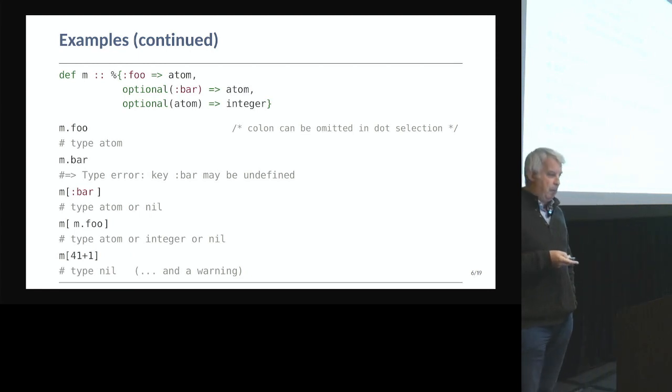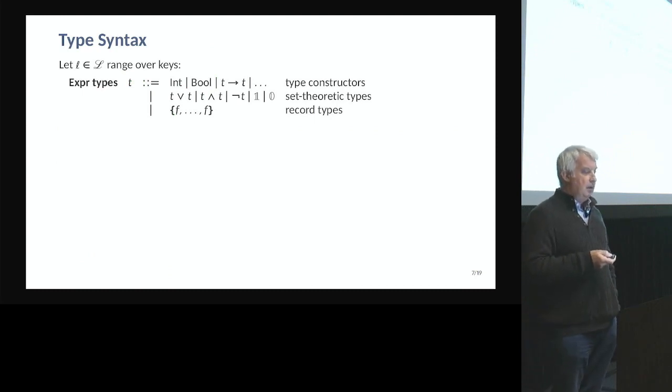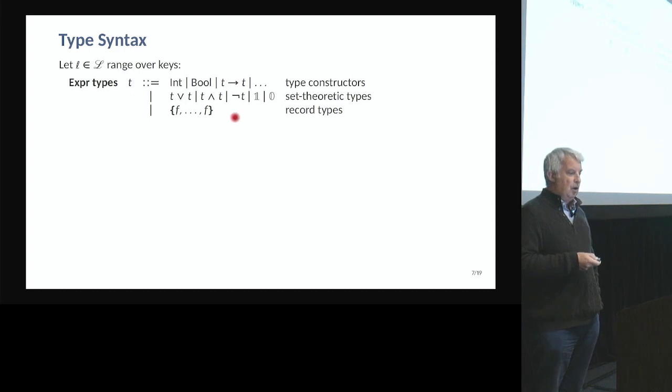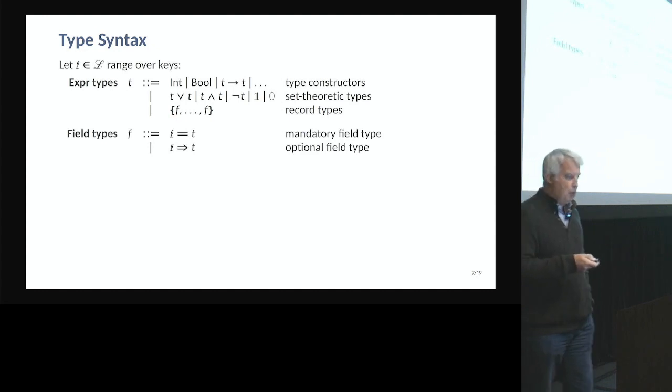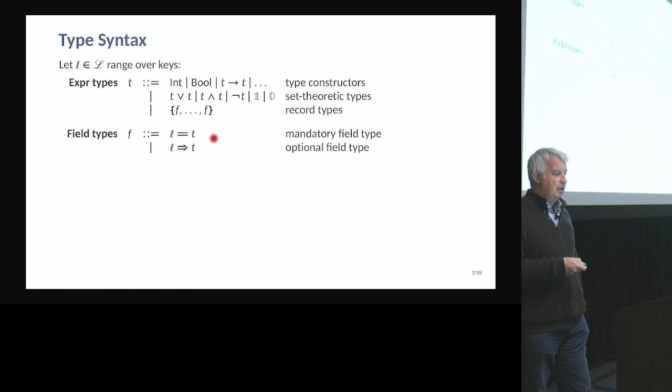Okay, so how did I do this? I defined some types, which are type constructors like int, bool, atom, arrows, etc. Then we have set theoretic types: union, intersection, negation, the top type that types all the values, and the empty type that types no value. And of course, there are records, which are sets of fields, where fields are of two kinds here. So this is the field that must be present, it's mandatory, and must be associated to a value of type t. And this is the optional field, which means that if a field for l is present, then it must be mapped to something of type t.